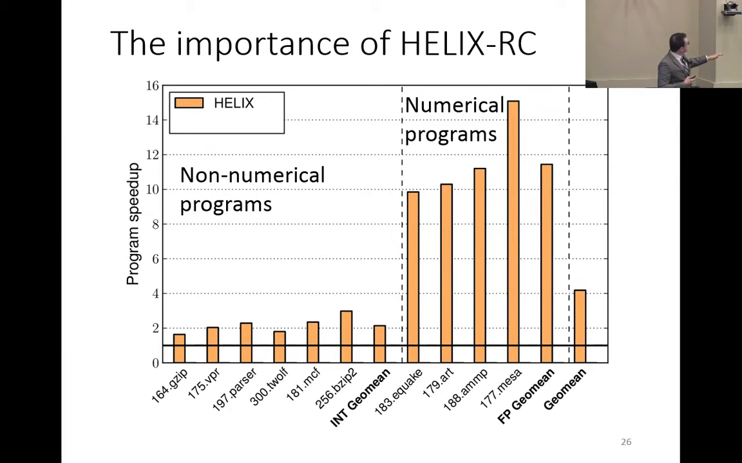You can see that for numerical programs, a compiler-only solution can be pretty good already. We can parallelize these kind of regular programs. But for non-numerical programs, which is the contribution of my research, despite 3 years of effort of me and my colleagues, we couldn't parallelize them. Because fundamentally, we cannot run in parallel these short iterations, and therefore we cannot parallelize these small loops.